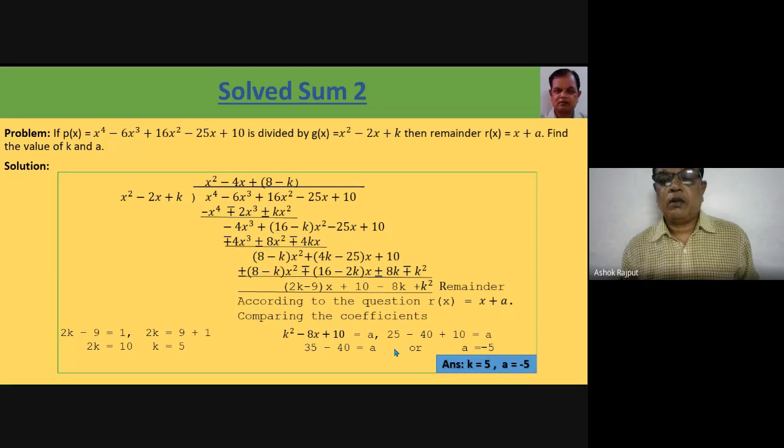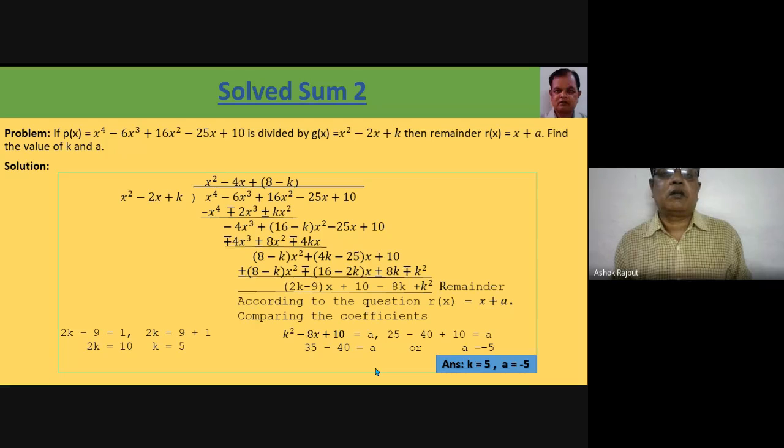Now we find the difference. 25 is positive, 25 plus 10 equal to 35 minus 40. Here negative value is greater. Now a equal to minus 5. Here we have found that the value of k is 5 and value of a is minus 5. By using this method, first we divide it properly as we divided many sums. After that we compare the quotient to quotient and coefficients. So this way we will find the value of k and a.